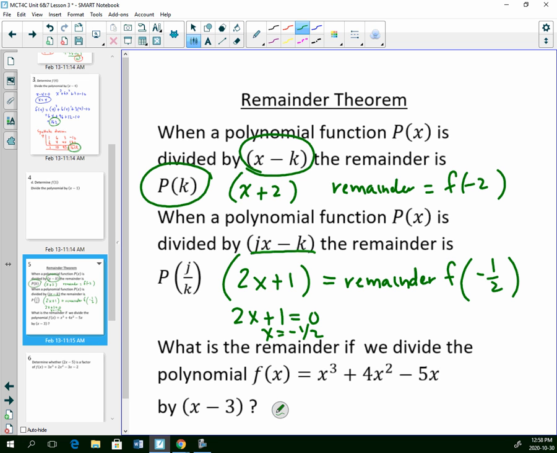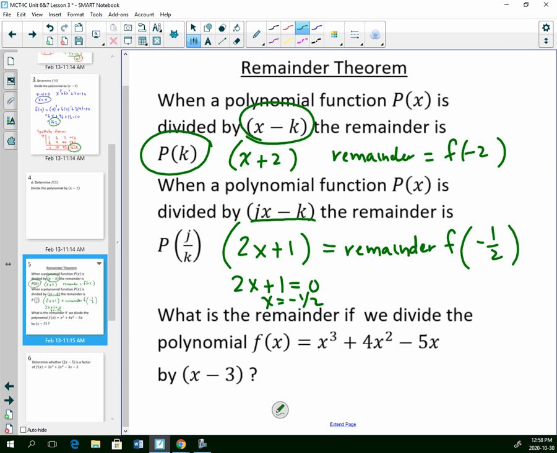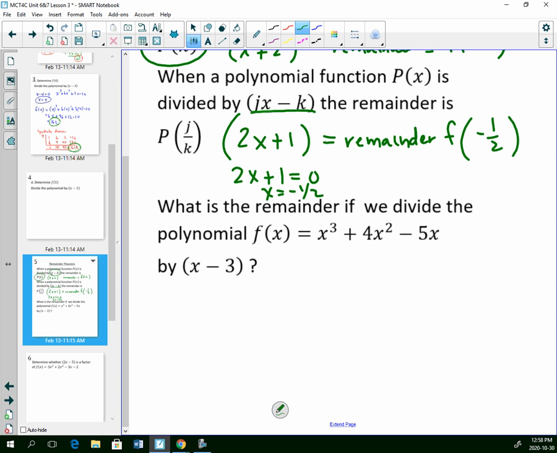So the remainder theorem says you're going to get the same remainder if you divide by the polynomial. If you divide the polynomial function by x minus k, you will get the same remainder as if you just put in the root into the function and determined that value. So that's a quick way to find the remainder without doing the long division.